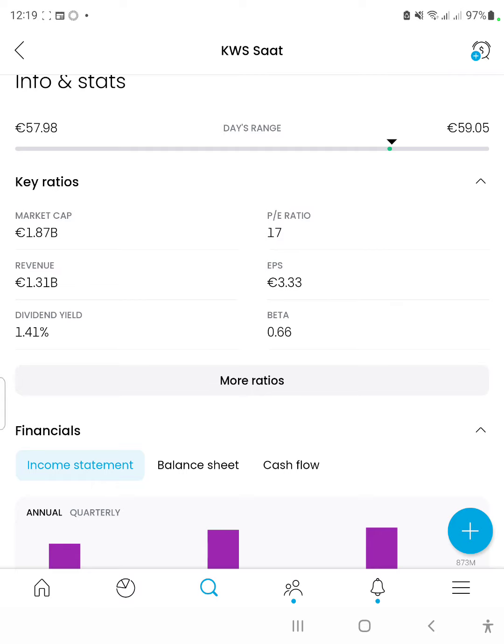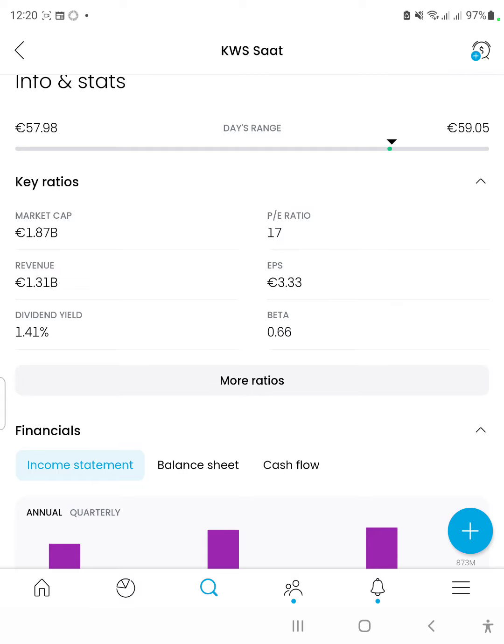The PE ratio, which is the price to earnings ratio, is the overall price of the company divided by the earnings per share. So to be able to get to that figure, we have to get the earnings per share, which in this case is 3.33 euros. That is the net income of the company for one particular financial year, in this case 2021, divided by the amount of shares outstanding, and that's, as I said, 3.33 euros.